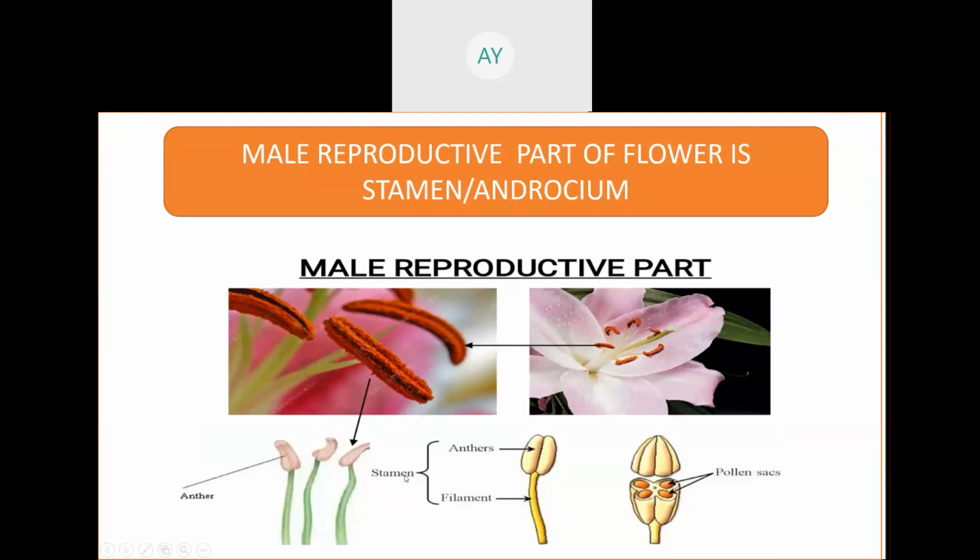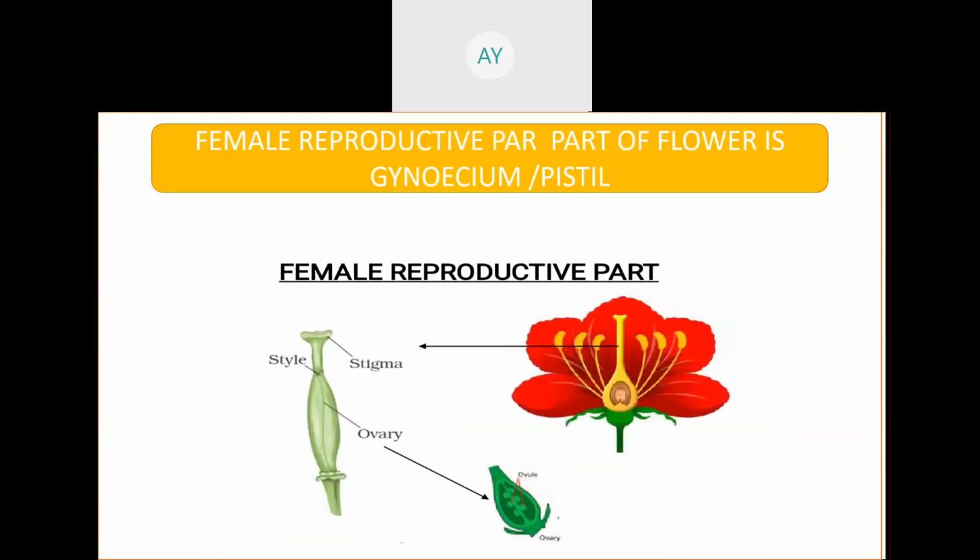So all of you must draw this diagram of anther, filament, stamen, the whole structure of the male reproductive part, and the whole structure of the female reproductive part. So after pollination, you will find the different parts of the female part, that is the stigma, style, and ovary. So after pollination, there is pollen germination, okay, and then fertilization occurs, and then seed formation occurs inside the ovary. So these are the parts responsible for seed and fruit formation.